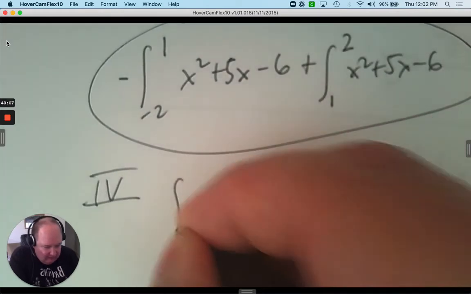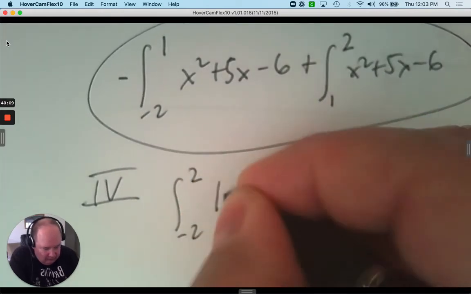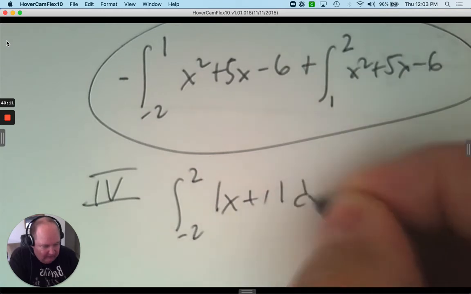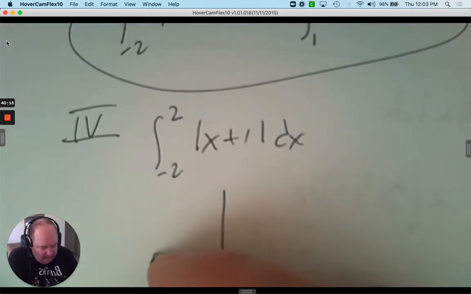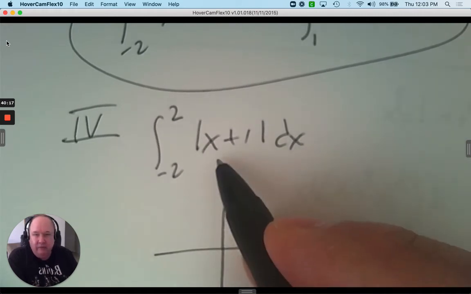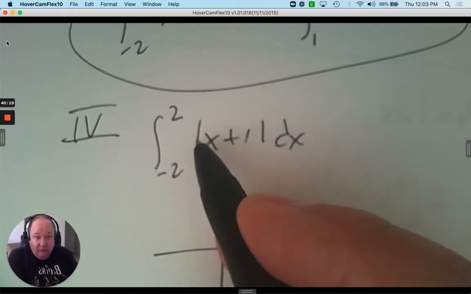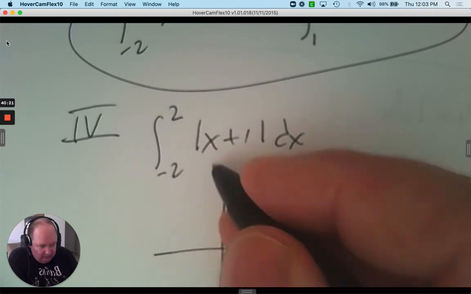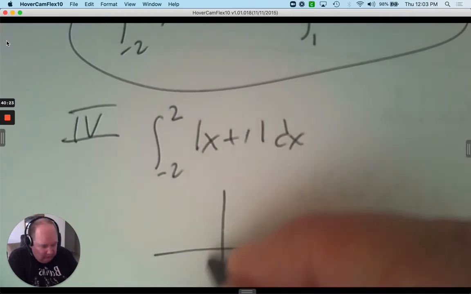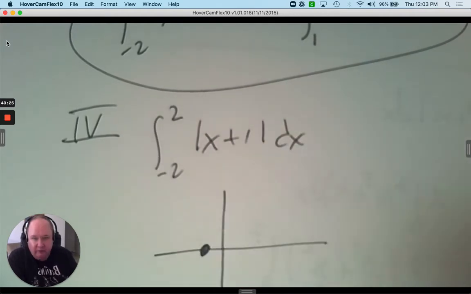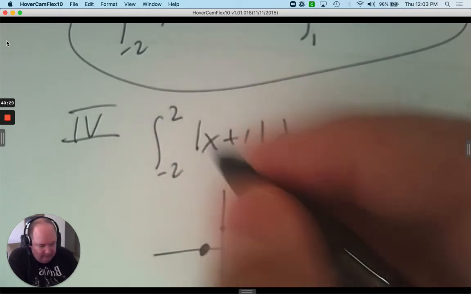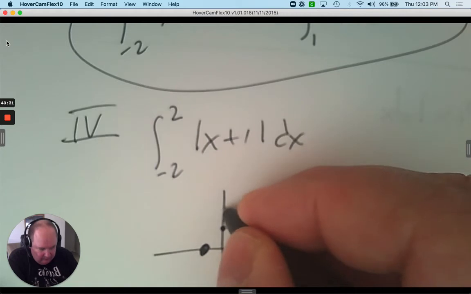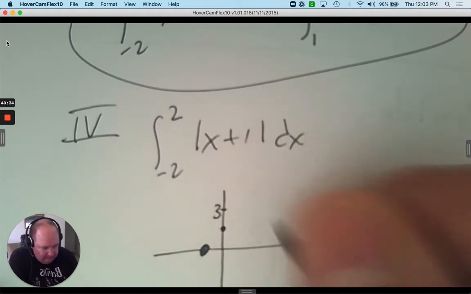We're going to integrate negative 2 to positive 2 of |x plus 1| dx. And I said, how would you integrate that? So if I graph this from negative 2 to positive 2, first of all, the vertex is at negative 1 because negative 1 plus 1 is 0. So at negative 1 is the vertex. If I plug in positive 1, you get 2. If I plug in 2, you get 3. So that's going to be an important number.